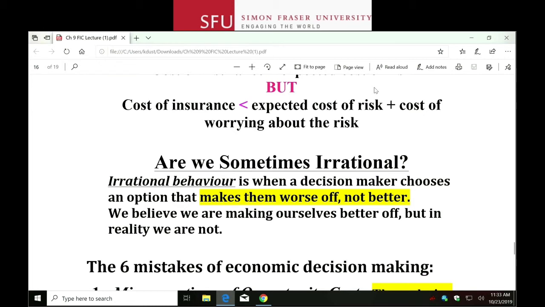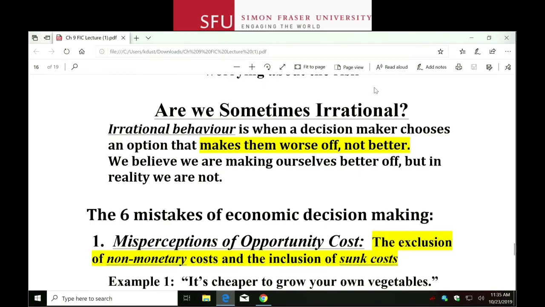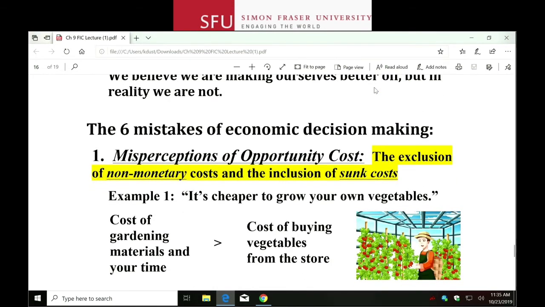And then the other thing we do is we don't always consider all the opportunity costs of decisions. Okay, so those are the first two. Number one, this is about mistakes we make to do with costs. So it's the exclusion of non-monetary costs and the inclusion of sunk costs.